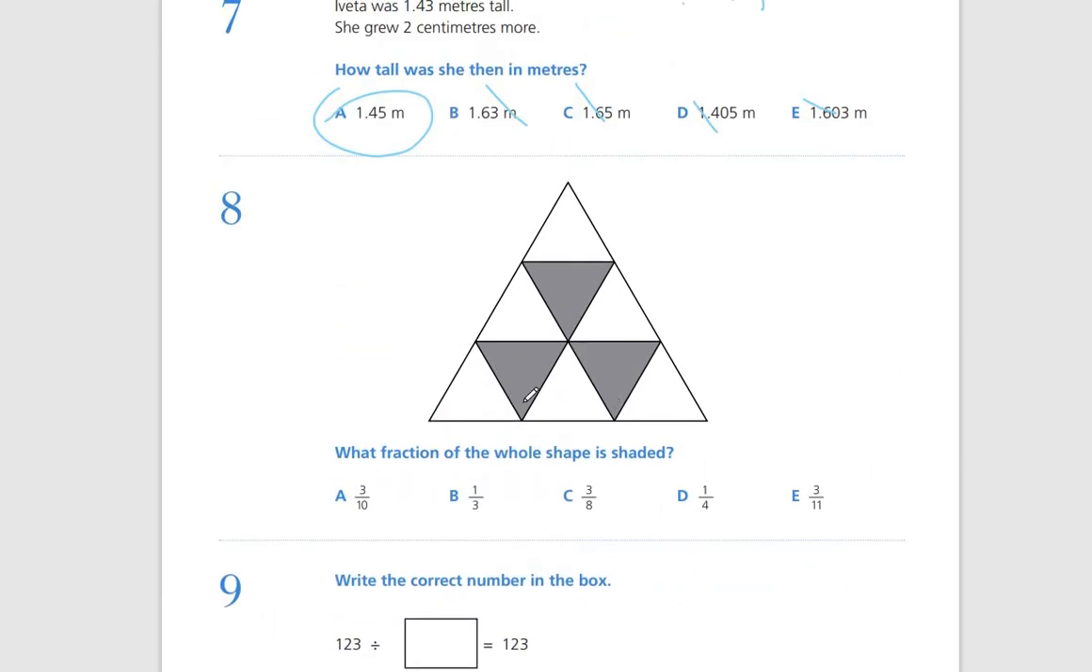The whole shape is shaded, so we see how many triangles there are. 1, 2, 3, 4, 5, 6, 7, 8, 9. And we look how many are shaded. That's 3 over 9 shaded. Now, if you haven't watched the simplifying fractions video, please watch that because I commentate that. So then we look at 3 9ths. 3 can be divided by 3, 9 can be divided by 3, making it 1/3.